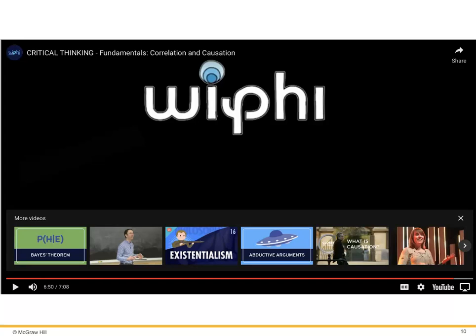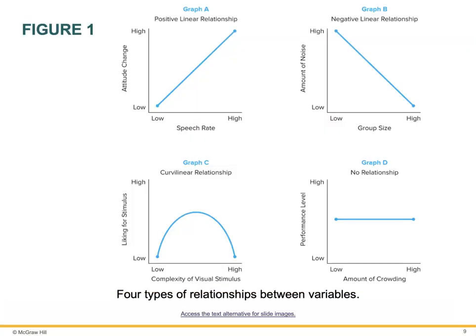I just want to take another look at these graphs here, because I think this is where students typically get a little confused around the differences. And I want to go over them again. So really, in a positive relationship, this is graph A, an increase in the value of one variable is accompanied by an increase in the value of the second variable.